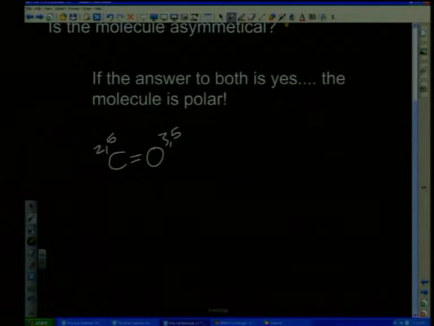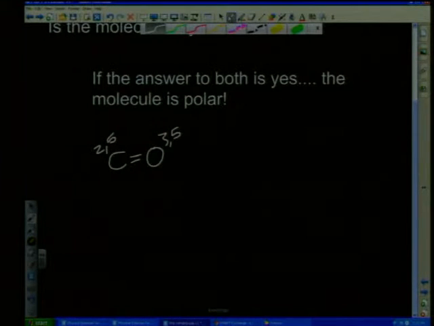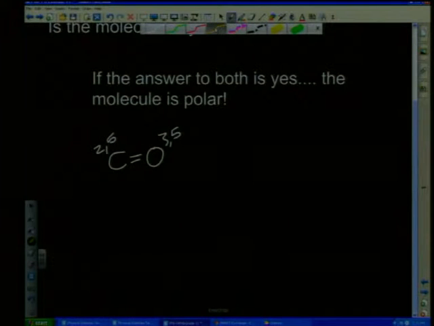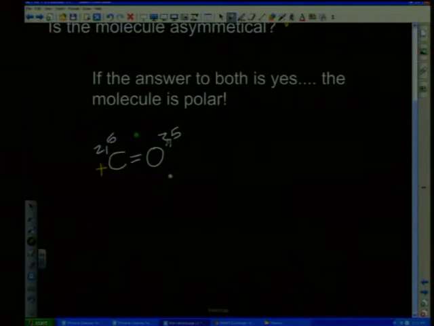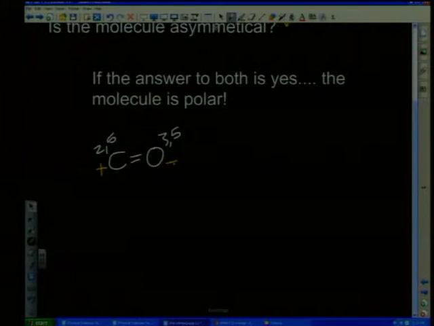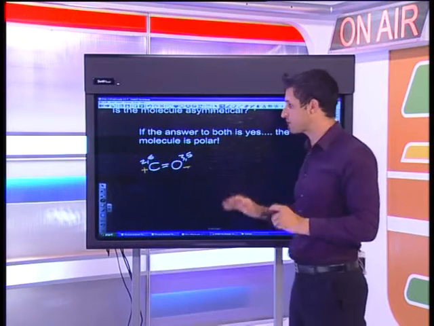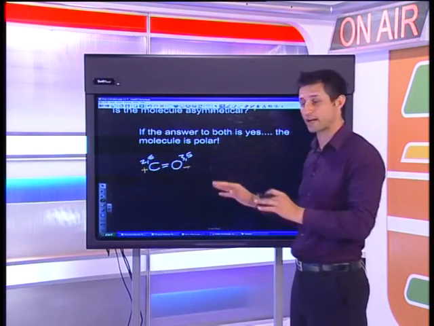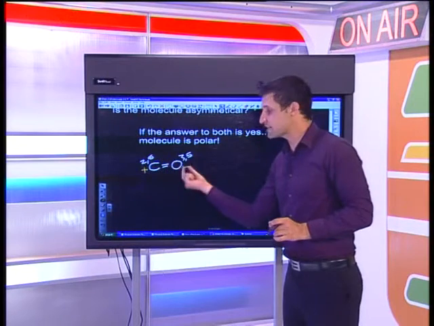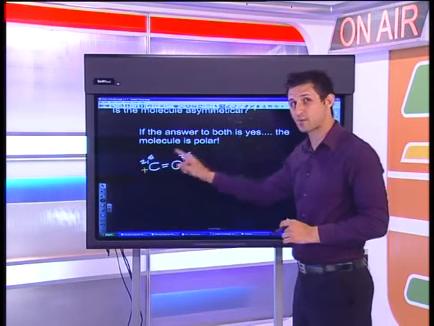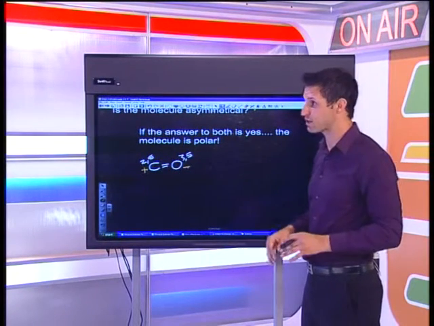So what I'm going to do is I'm just going to say that the carbon and the oxygen don't have an equal sharing agreement. I've got a slightly positive carbon because it's left without some electrons, and a slightly negative oxygen. Okay, so I've answered yes to the first question of my two-question test for polarity. I've definitely got a polar covalent bond between carbon and oxygen. It's not an even sharing.